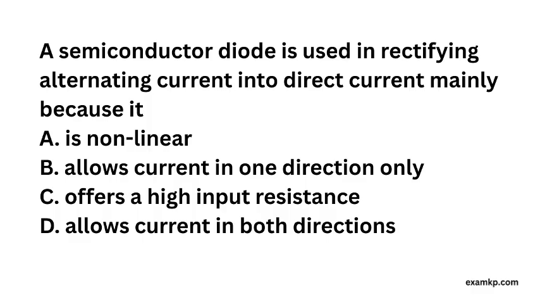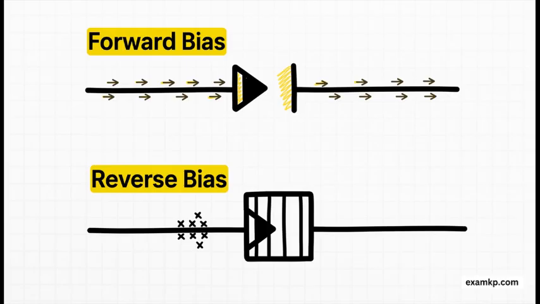Finally, let's look at a typical multiple-choice question from NECO. A semiconductor diode is used for rectification mainly because your options are A, is nonlinear, or B, allows current in one direction only. Think about it for a second. What is the main reason, the fundamental reason we use it to change AC to DC? The correct answer is B.